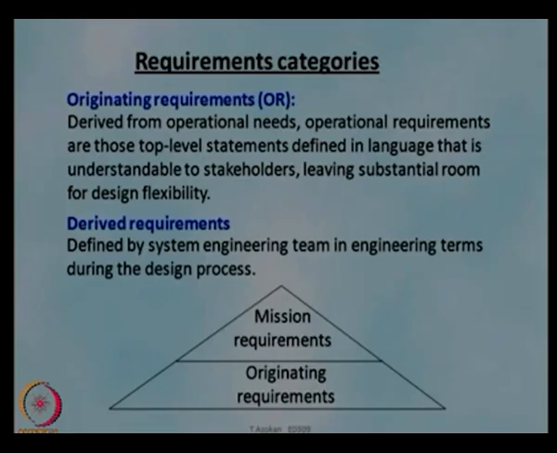So, derived requirements are basically the requirements which are identified by the system designers, which are needed to satisfy the originating requirements. So, originating requirements alone may not be sufficient, because there are many other requirements, like there are external systems, there are regulations. So, in order to meet all those requirements, the design team will identify some requirements, they are the derived requirements.